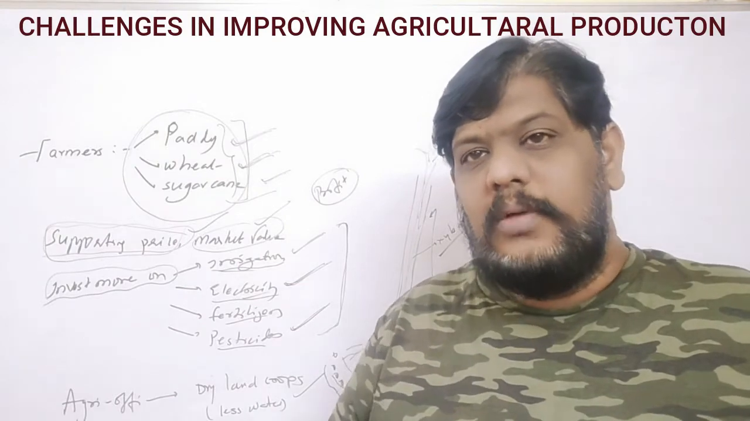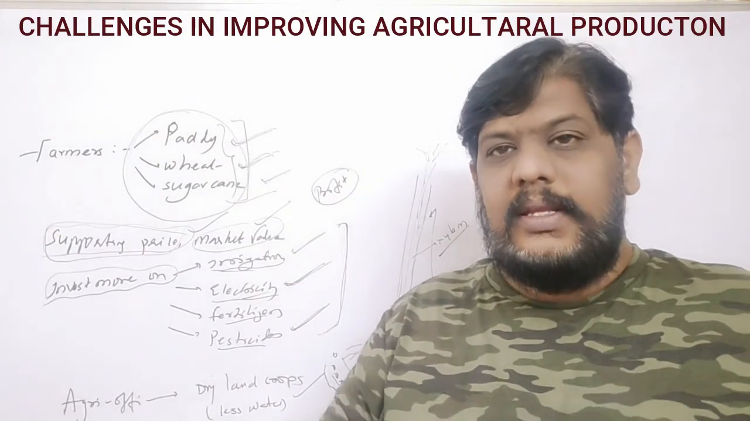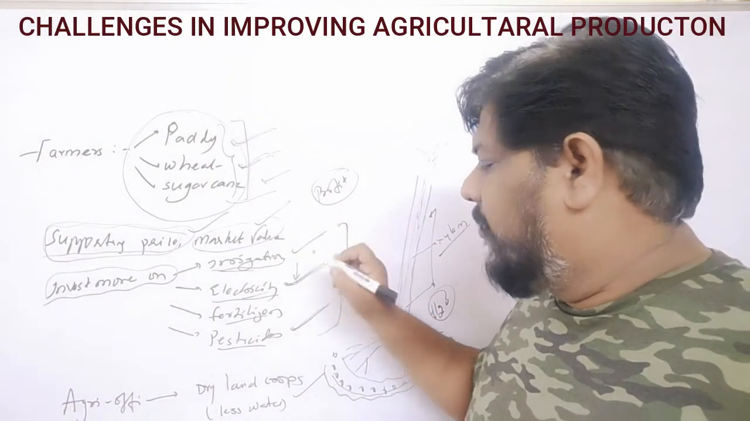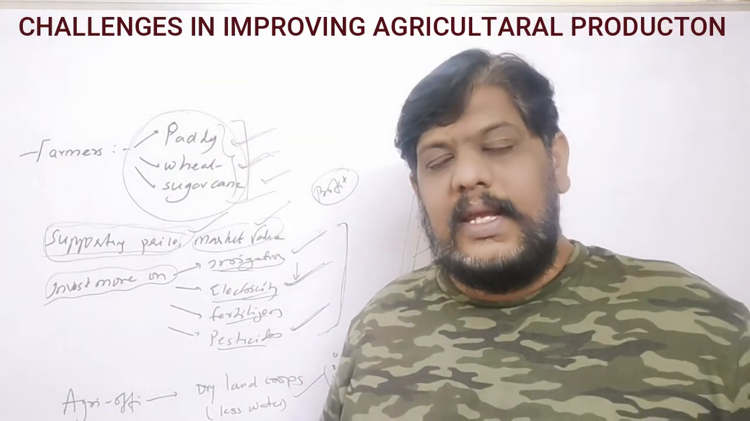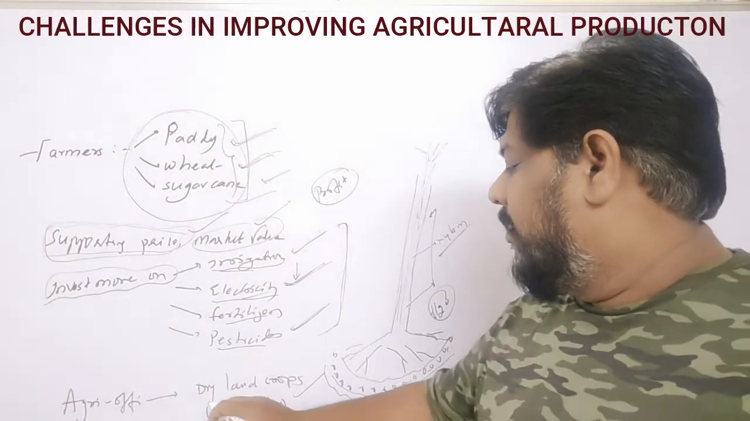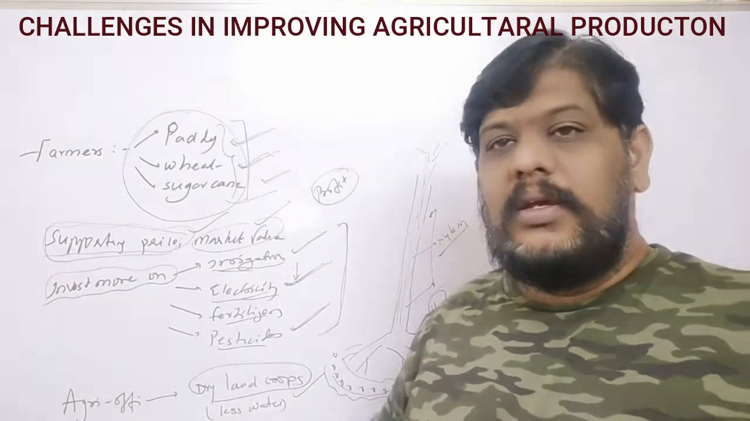These crops are very beneficial, because if there is no water facility, or the water facility is less, then the electricity bills will also be very, very low. That's how they can get some kind of profit. So agriculture officers keep on telling them to go ahead with the dry land crops.